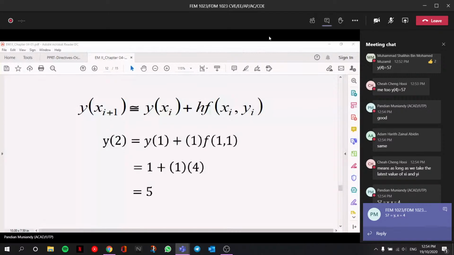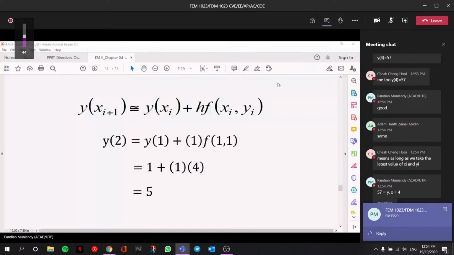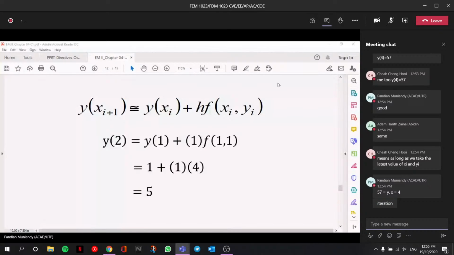Yes, this is what we call iteration. You find the next y using the previous xi and yi. So similarly, when x4, you get 57.